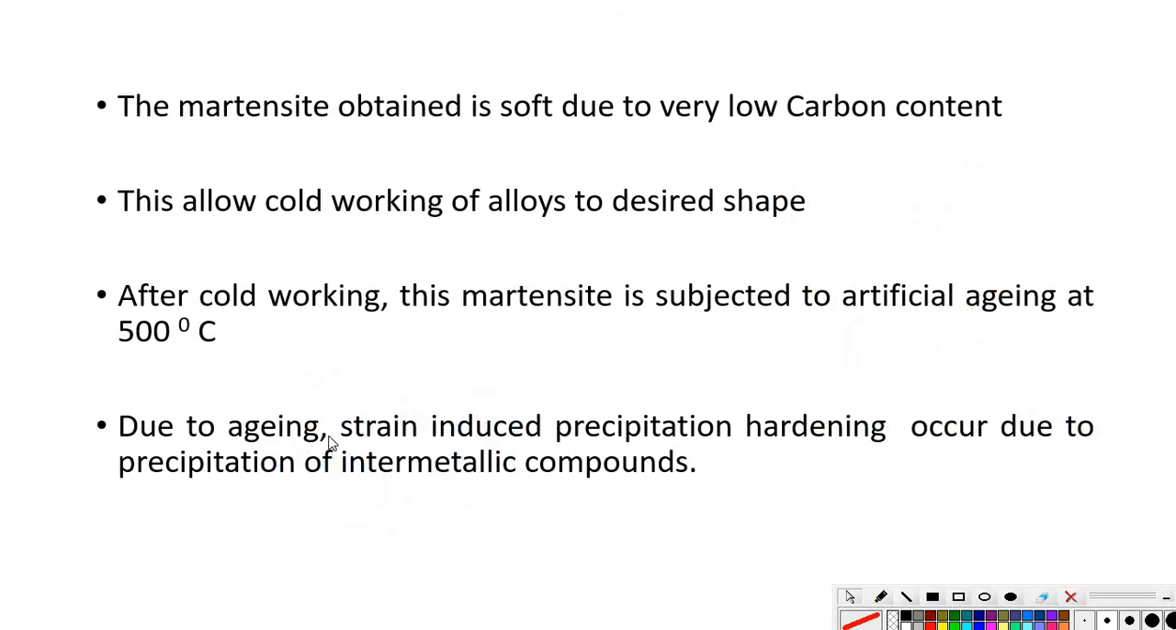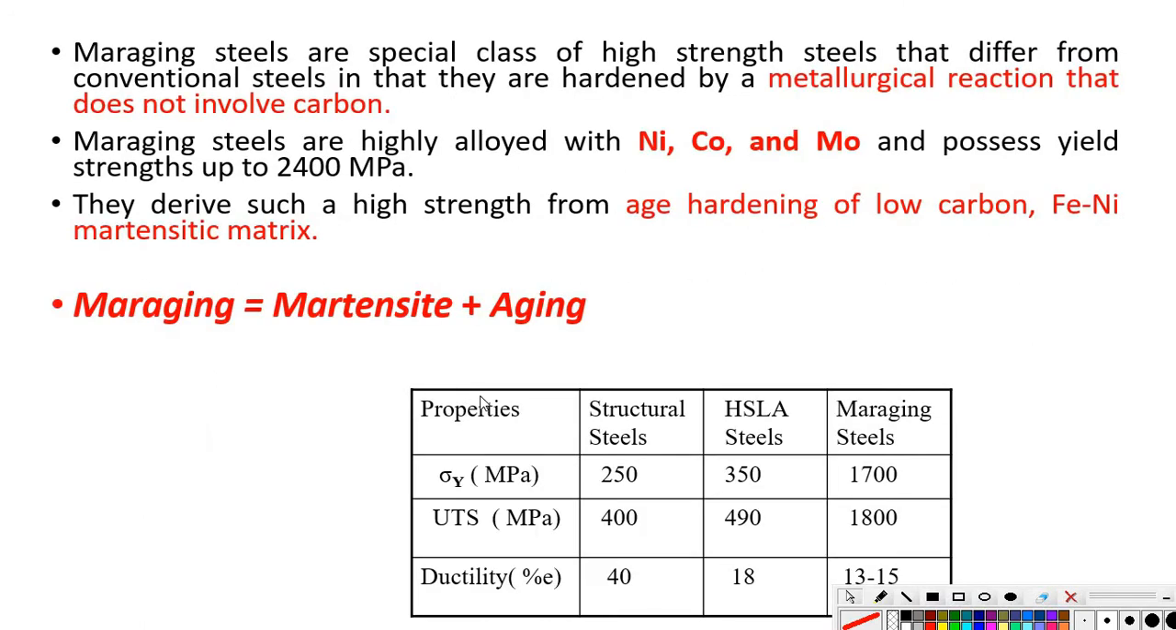So that is the process for developing maraging steel, which we already discussed. It's a high alloy with nickel, cobalt, and molybdenum, and we may get a strength up to 2400 megapascal. It is almost 10 times higher than that of ordinary steel. So that is the importance of the development of maraging steel.